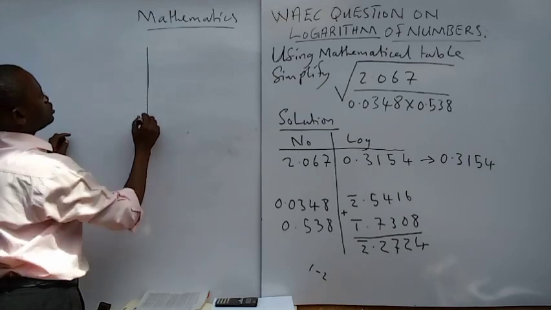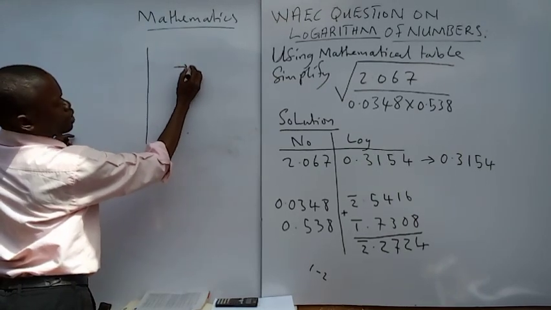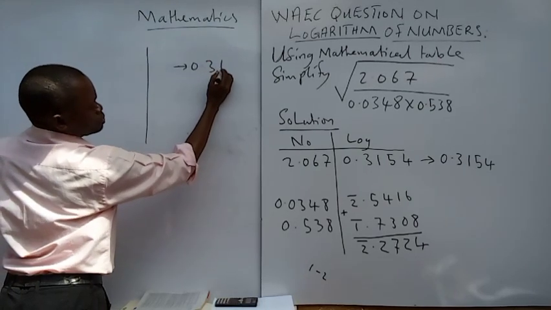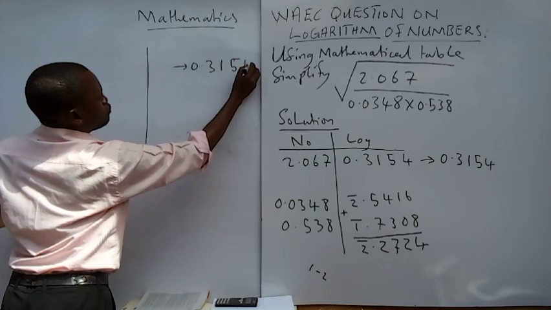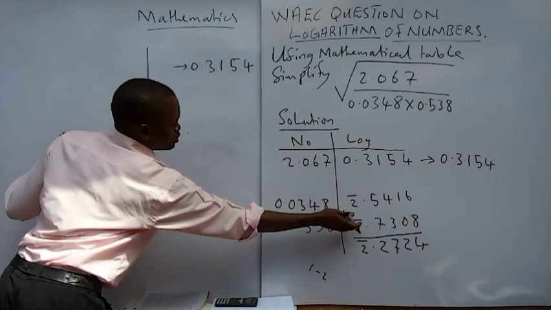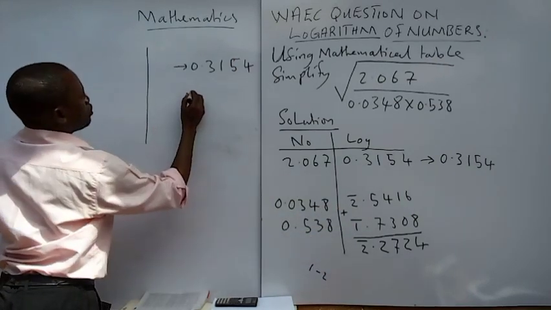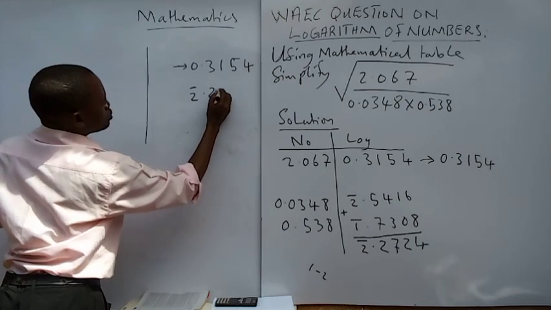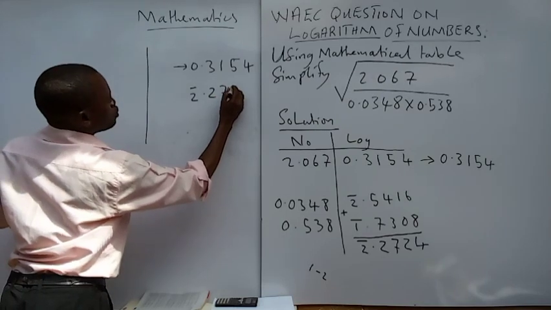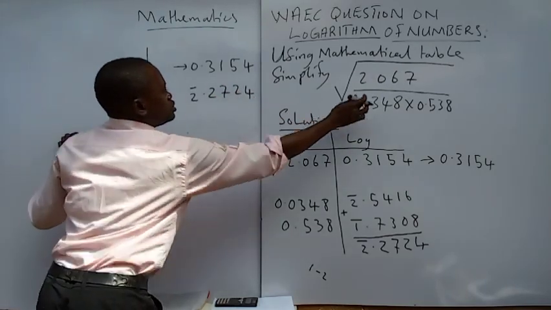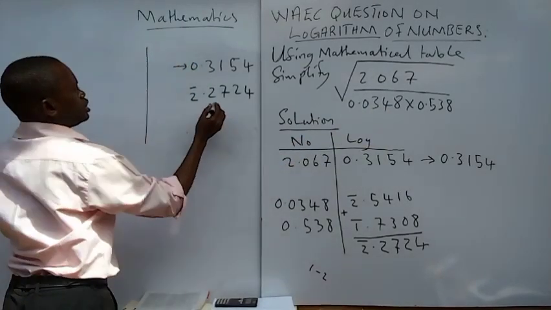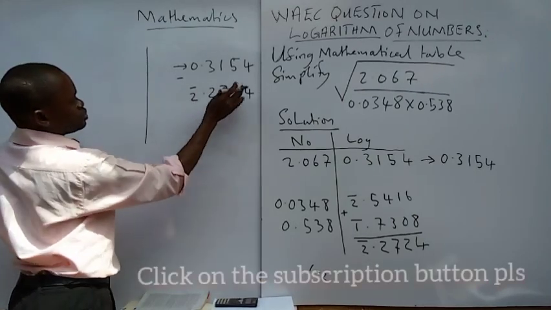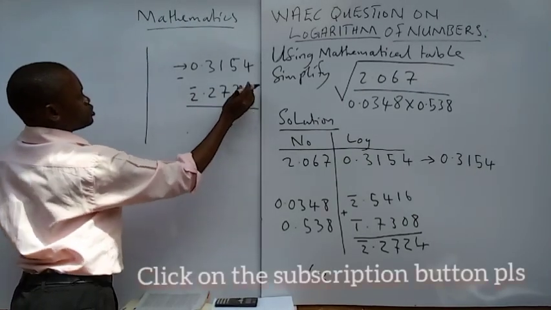So assuming this is how it went from there, I have 0.3154, and then from what I generated from these two, I have under it bar 2.2724. Now, because this is being divided by this, there will be subtraction. During division we subtract the logarithms, so we will have this subtraction.